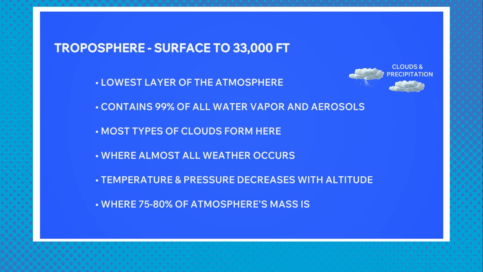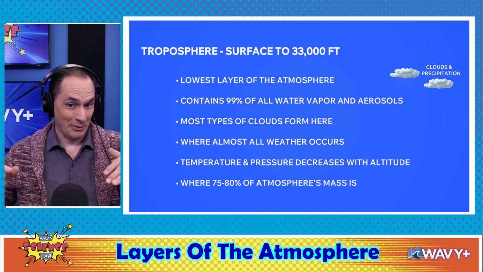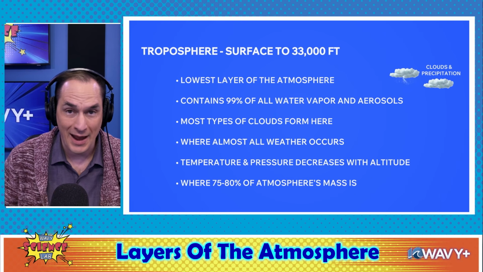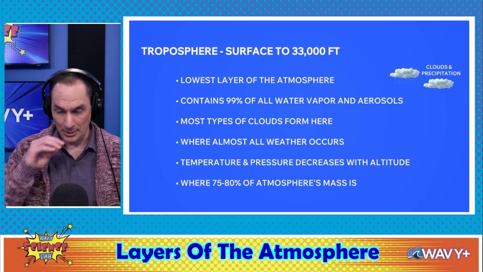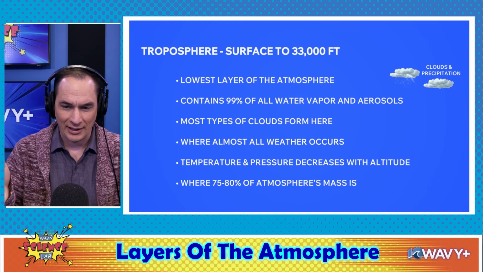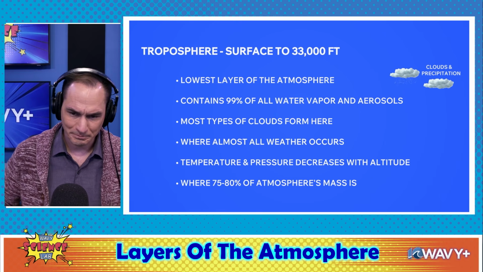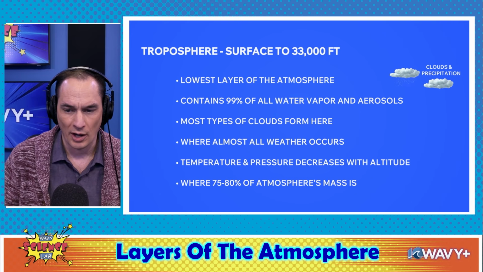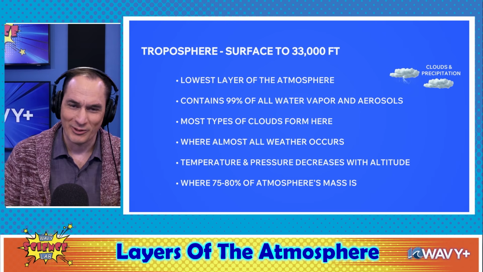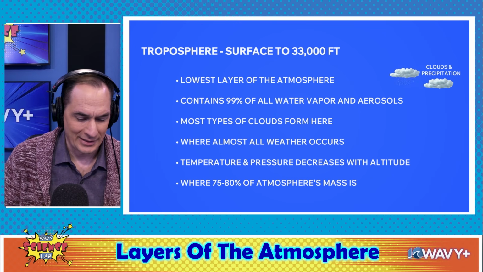Temperature and pressure decrease with altitude, but that's just in this layer, just in the troposphere. It's where about 75 to 80% of the atmosphere's mass is. That's really interesting, isn't it? You think about it, that's the bulk of what goes on, in that bottom layer. So everything's dense, everything's compact, to a degree. But I mean, containing 99% of all the water vapor and aerosols, that's a lot. That's almost the entire atmosphere in this one layer, but it only goes up to 33,000 feet. So it's compact. There's a lot in there.